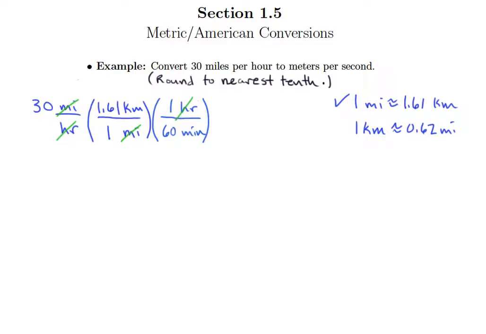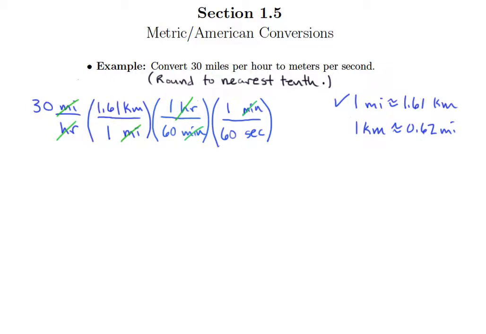And then finally we need to go to seconds from minutes. And so we'll put minutes on top, seconds on bottom. And so that's, of course, 60 seconds in 1 minute. So now what we're going to end up having is kilometers per second.